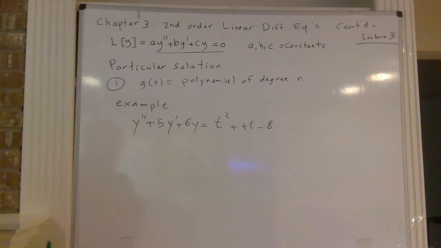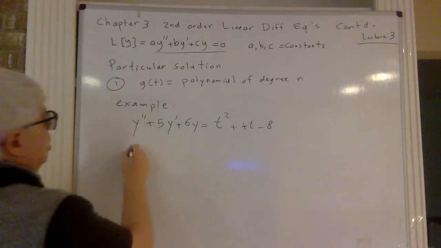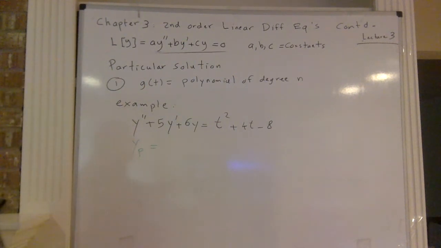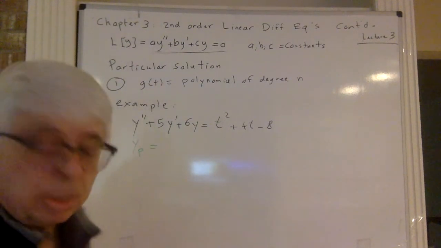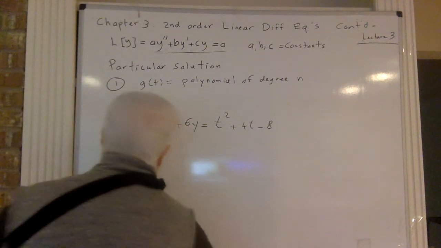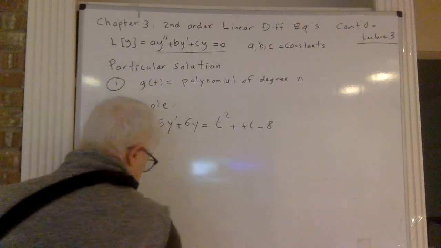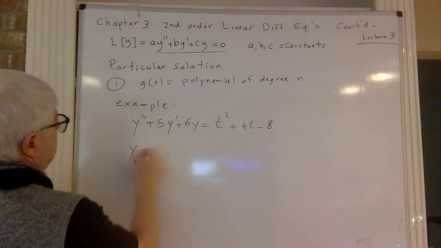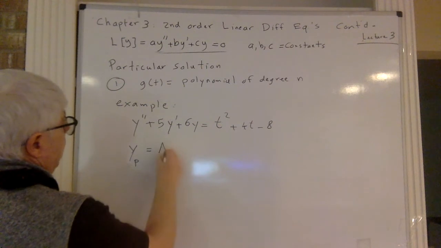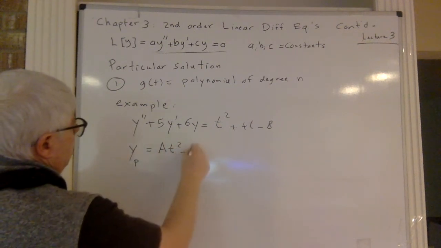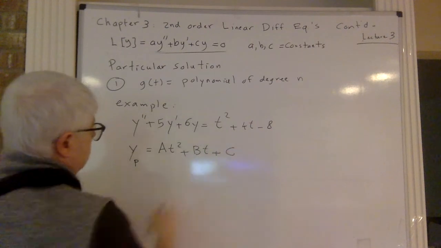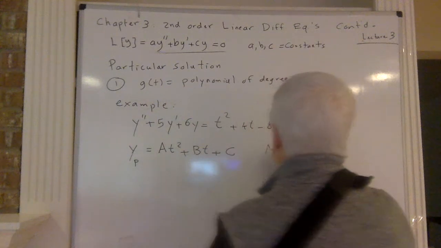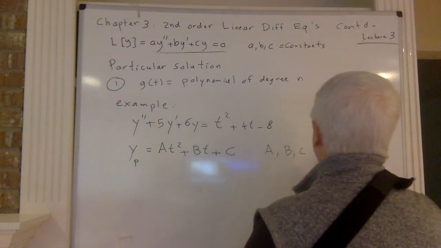So y particular should be similar. I don't think you can see that, so let me use the black marker. So y particular should be similar: it is a t squared plus b t plus c, with a, b, and c to be determined.